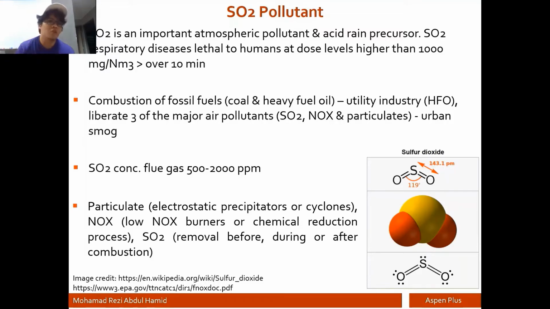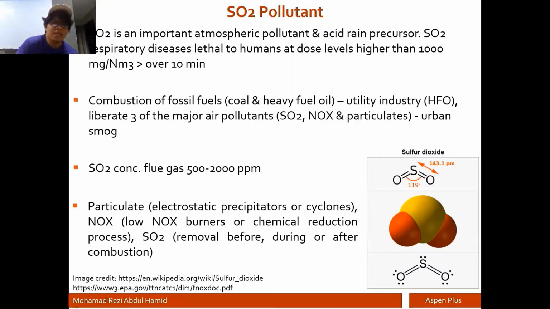When we combust this fuel oil, the sulfur is oxidized. It reacts with oxygen during the combustion process and generates SO2 as the product, along with other compounds such as carbon dioxide, around 15% water, and the remaining 70-something percent nitrogen. There will also be trace amounts of other pollutants as well, such as SO2, NOx, and particulates.